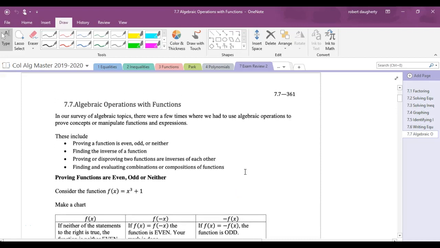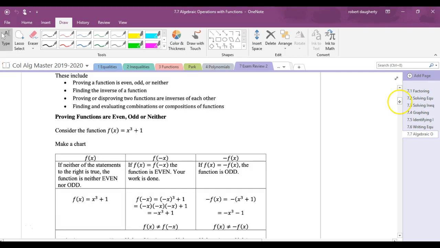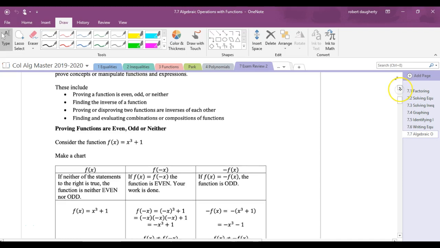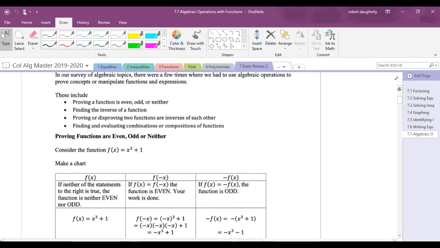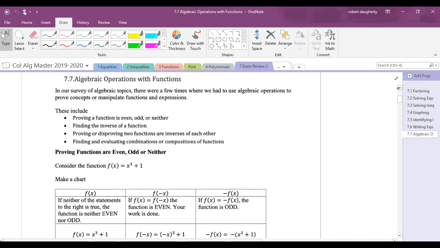Okay, this is the last section in this review, and these are some of the things people struggle with. So it's things we had to do algebraically. So manipulations algebraically, such as proving a function is even, odd, or neither, not just graphically, but by algebra. Finding the inverse of a function algebraically. Proving or disproving two things are inverses of each other. Evaluating combinations and compositions of functions. So there's quite a bit in this section.